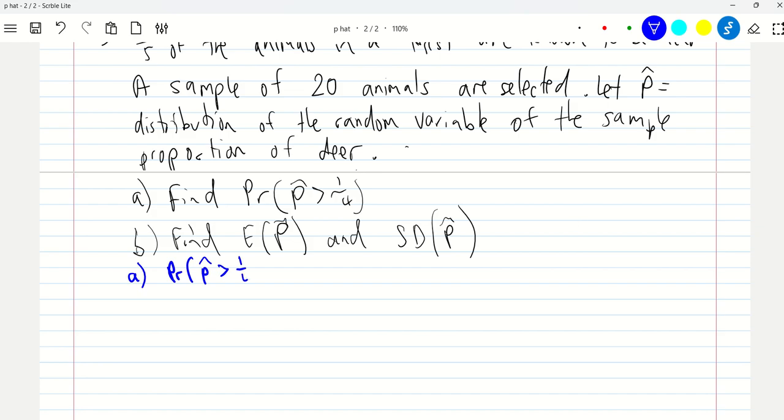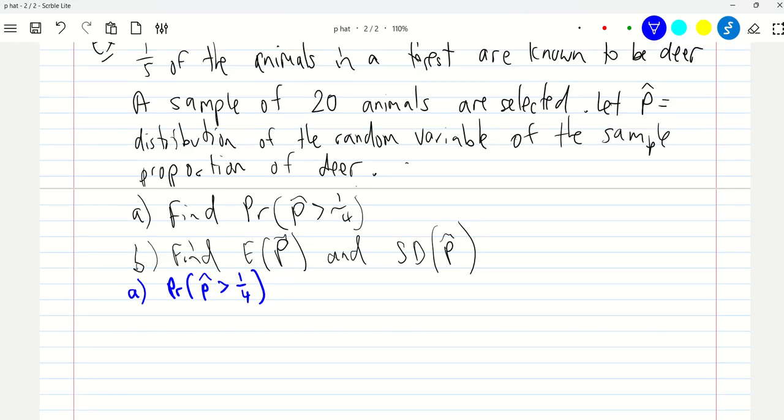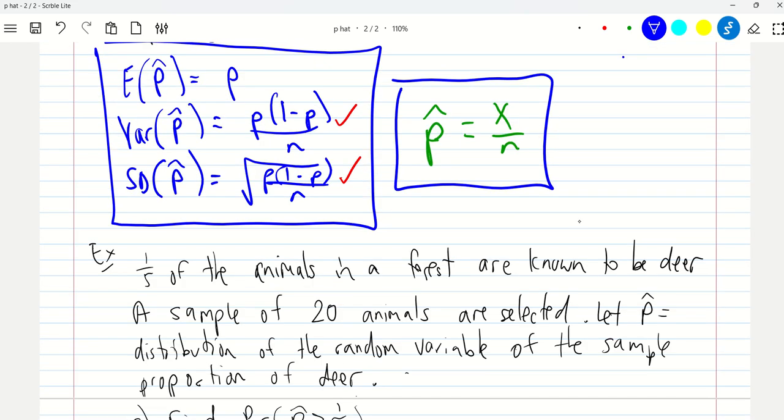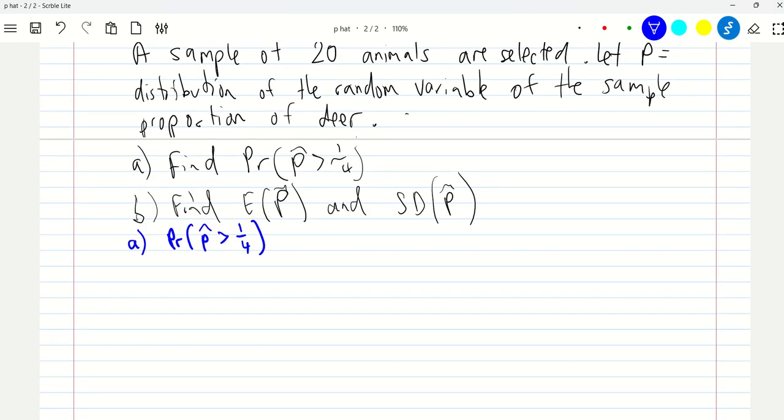So we want the probability that p hat is greater than 1/4. We set up here that p hat is equal to x over n. So this probability is actually equal to, saving a bit of space here, p hat is x over n, so I'm just replacing that. I'm just getting rid of the p hat and going to an x distribution. What I'm essentially saying here is let x be equal to the number of deer in the sample.